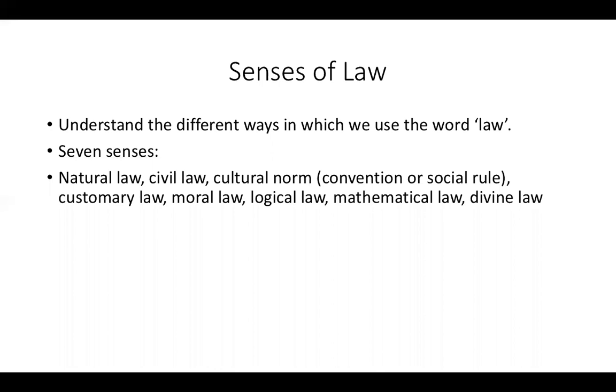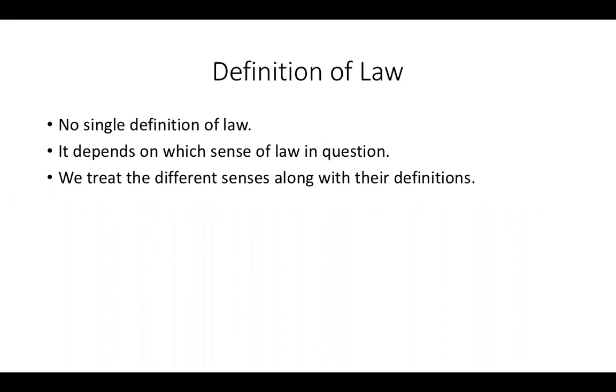So when someone asks you, what is the definition of law? You have to tell the person that law does not have a definition. It is only when you specify the type of law. If you say natural law, then natural law has a definition. Civil law has a definition. So all these kinds of laws have definitions, but law as a single word cannot have a definition because it is too broad a term. There are different kinds of laws. So you can only define them one by one. Definition of law. So there's no single definition of law. It depends on which sense of law is in question. So we'll treat the different senses along with their definitions.